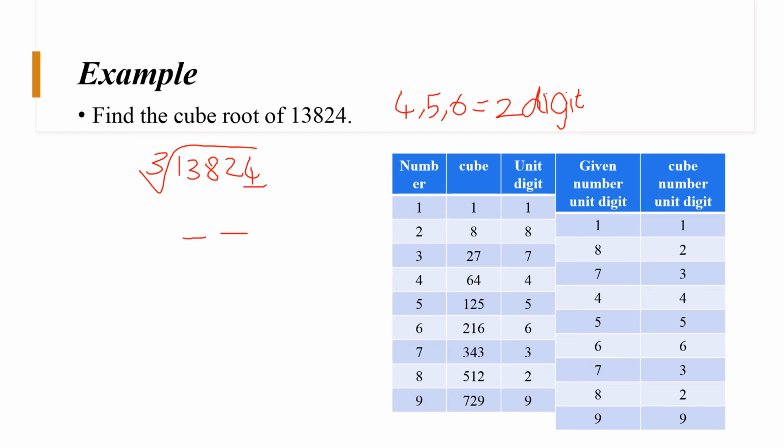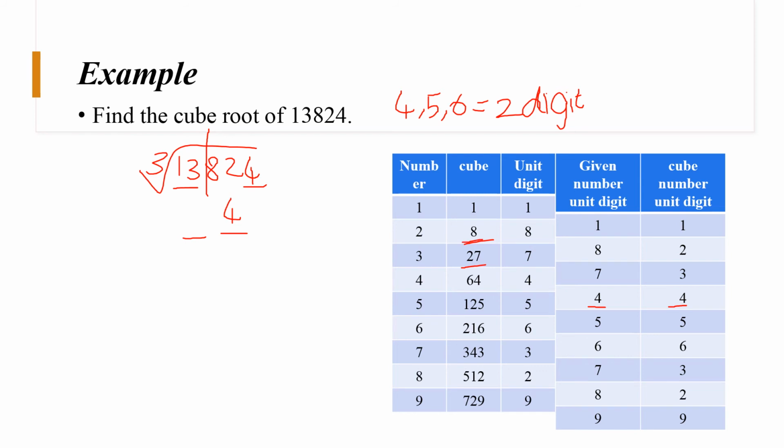From this table, we know that if the given number's unit digit is 4, the cube number's unit digit is also 4. So, we will place 4 here, and we want to know the tenth digit place. For that, you need to omit the last 3 digits, that is 824. The remaining number is 13, and 13 lies between 8 and 27.